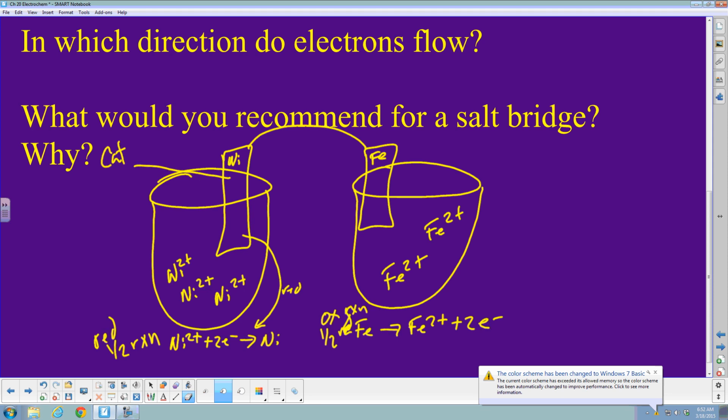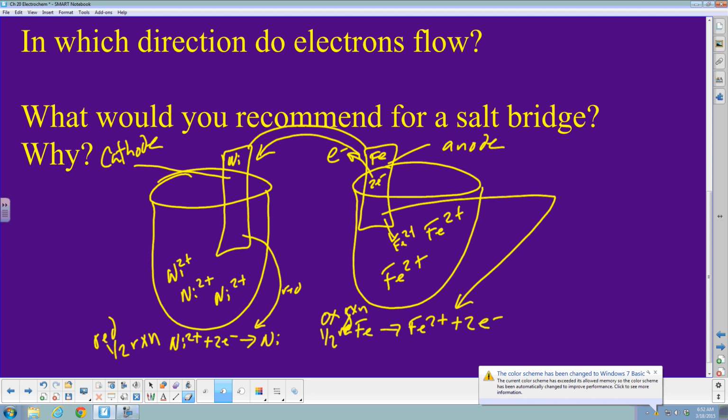Red cat, right? It's the cathode. So that is my cathode, which means that this electrode must be my anode, and which means that my electrons must flow in this direction. Now, specifically, what reaction is occurring here? Well, it's this reaction. My iron metal is giving up 2 electrons, so 2 electrons go in this direction. The iron metal becomes Fe2+ and goes into solution, right?